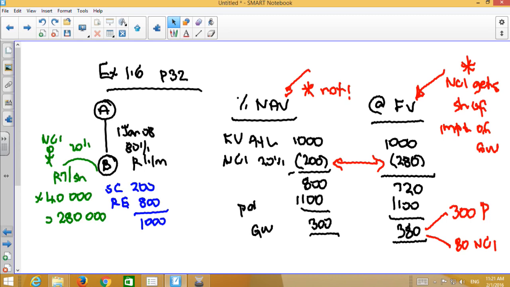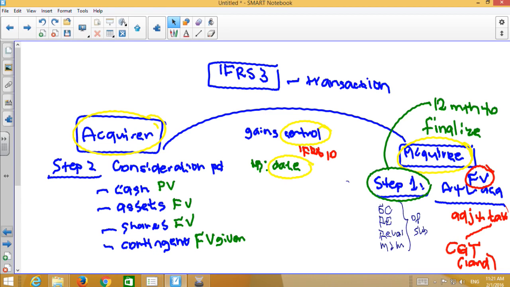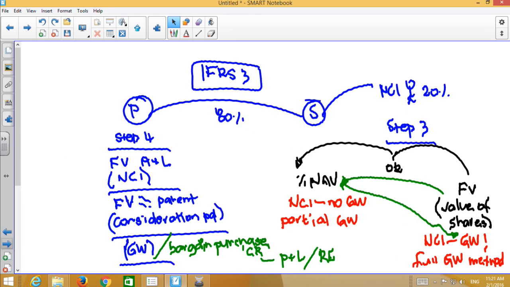Then if I can just go back and revise. Step 1, we have to worry about tax and CGT, and we have to worry about this 12 months to finalize, which I'm going to show you an example of now. Step 2, we might see assets or shares or contingent payments being given. We might see present valuing of cash that was given at a later date. Then step 3, we have the two options on how to calculate NCI: at fair value or at percentage NAV, and it affects goodwill because over here he has goodwill, over here he does not. And then step 4, we see for the first time the possibility that we land up not with goodwill but with a bargain. And if we land up with a bargain, that bargain goes to retained earnings at beginning of year, or if it's in the current year, goes to P&L.